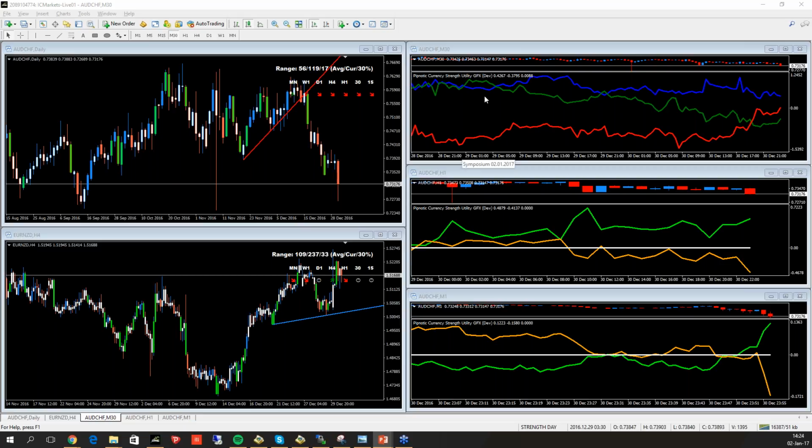Does anyone have any questions about this particular version of the indicator, the GFX, the one that draws the squiggly lines? And if you do, then we can take them now, but we can also take them at the end.